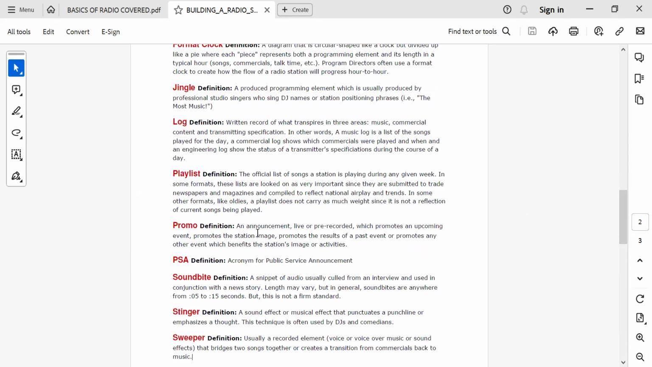What is a promo? It's an announcement, live or pre-recorded, which promotes an upcoming event, promotes the station image itself, promotes results of a past event, or promotes any other event which benefits the station image or activities. Public service announcement is quite standard. I know you know what that means because we have discussed it before.